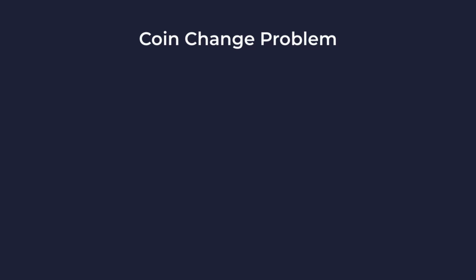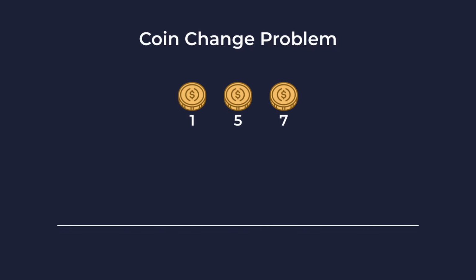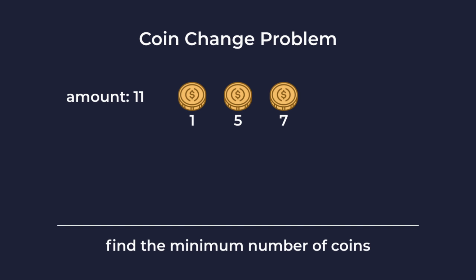Let me explain the coin change problem. Imagine we have coins of different denominations and a target amount. We need to find the minimum number of coins needed to make that amount. There's no limit to how many coins we can use.